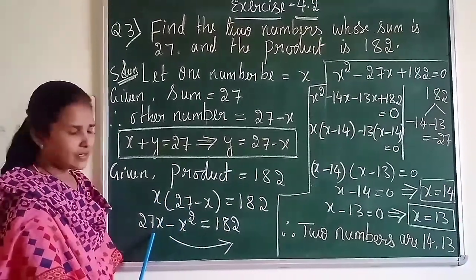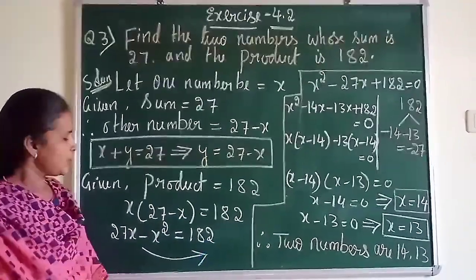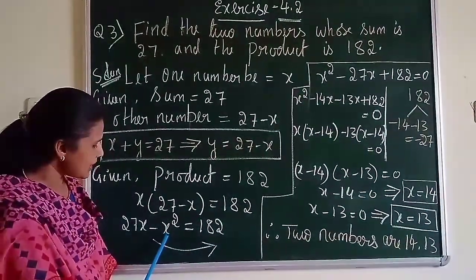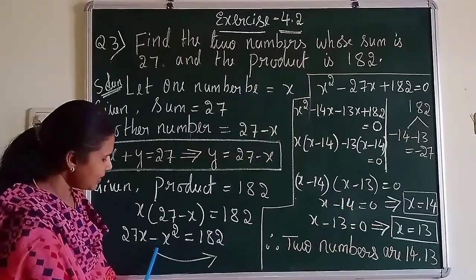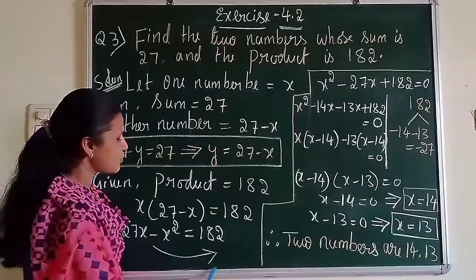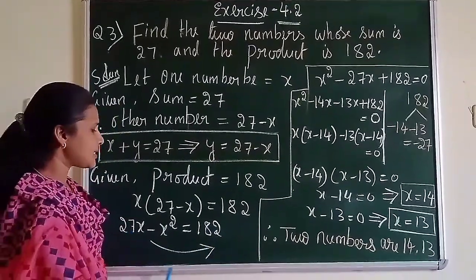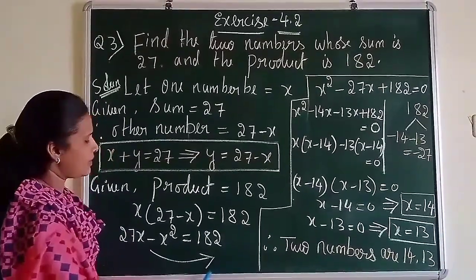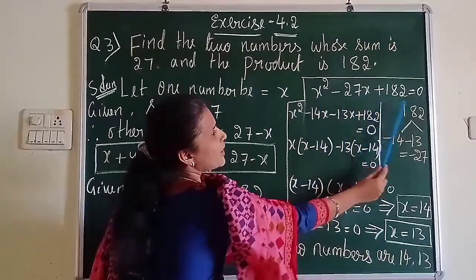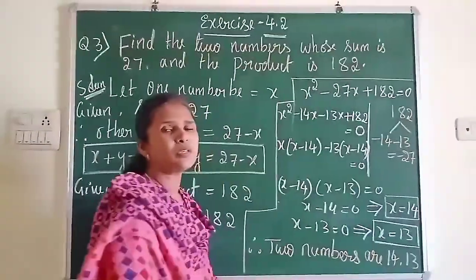Now multiply. 27 into x is 27x minus x into x is x square equals to 182. It is not in standard form, so make it standard form. And you can see here x square coefficient is negative, so bring left side to right hand side, so it becomes positive. So minus x square, when you send to RHS, it becomes plus x square, and plus 27x becomes minus 27x, and 182 remains as it is. We got here standard form of quadratic equation, x square minus 27x plus 182 equal to 0.